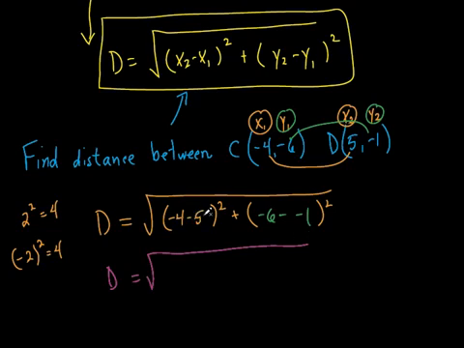-4 minus 5 is -9. It doesn't matter that it's a negative, because when I square a -9, it comes out to be a positive 81. Hopefully you understood how I got from here to here.